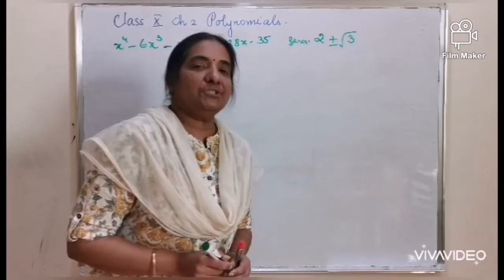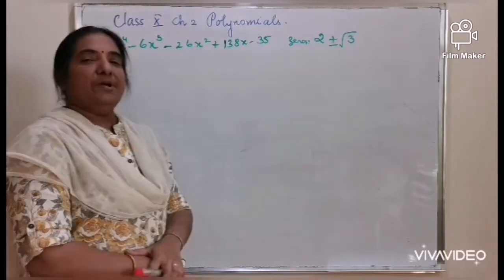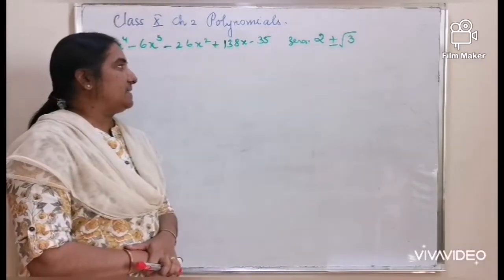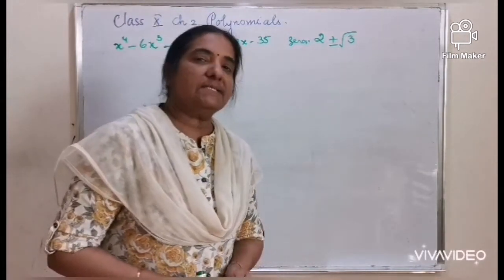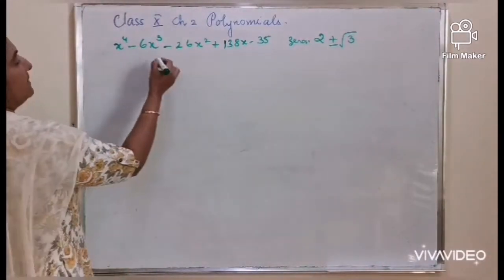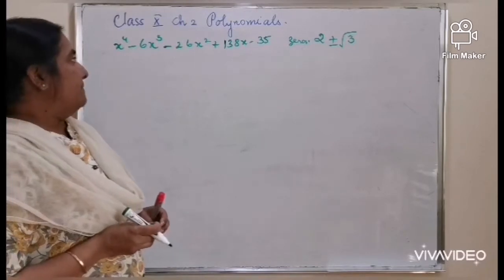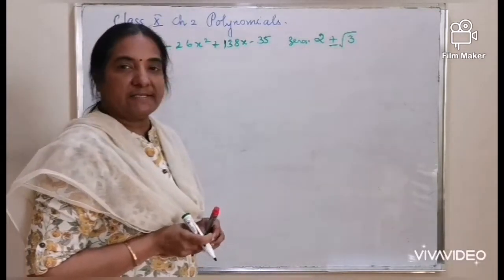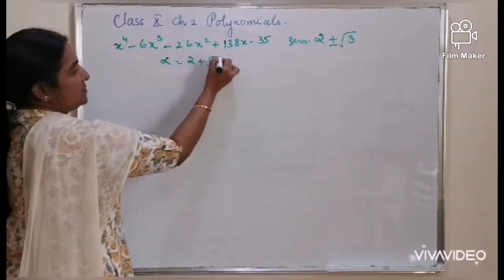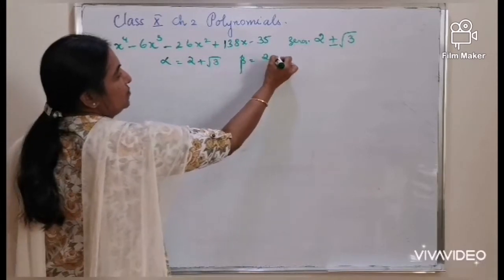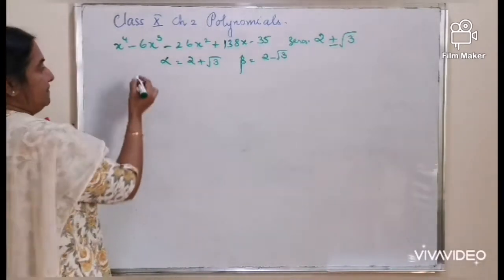Listen to this workout too. Find all the zeros of x raised to 4 minus 6x cube minus 26x square plus 138x minus 35 if two of its zeros are 2 plus or minus root 3. The given polynomial is x raised to 4 minus 6x cube minus 26x square plus 138x minus 35. The zeros are, write alpha as 2 plus root 3 and beta as 2 minus root 3. That is the meaning of 2 plus or minus root 3.